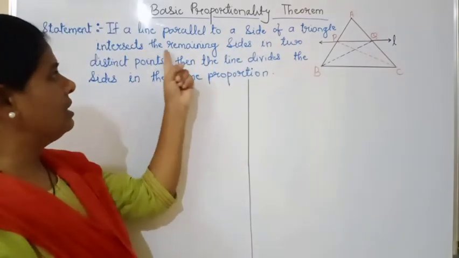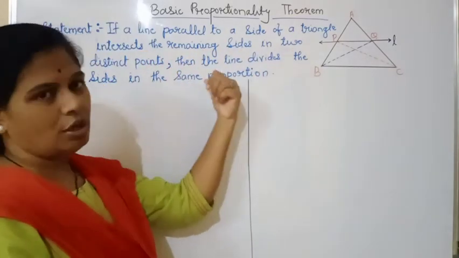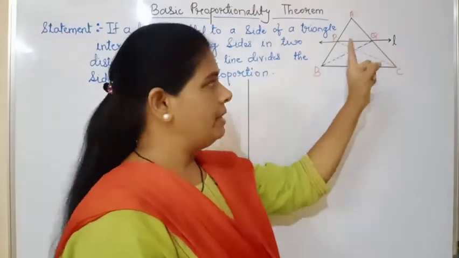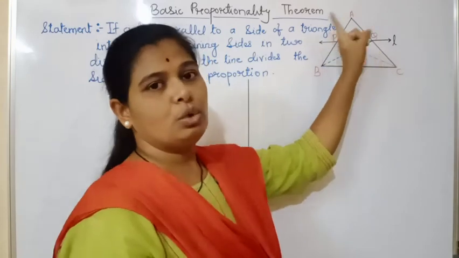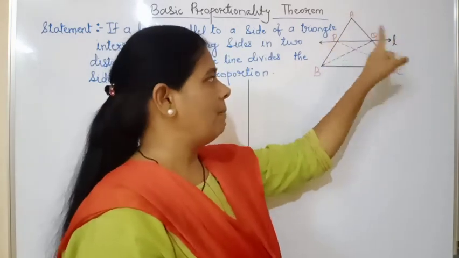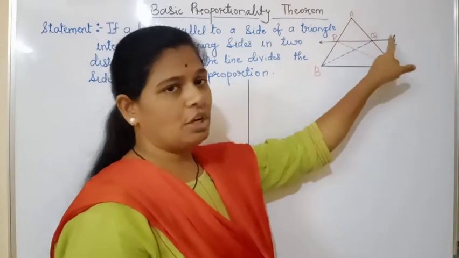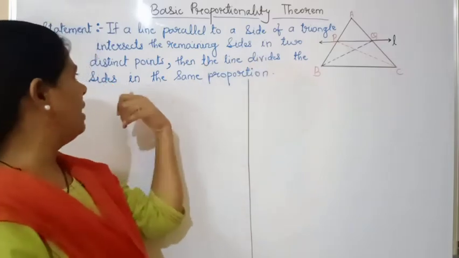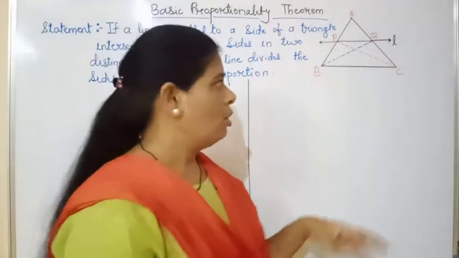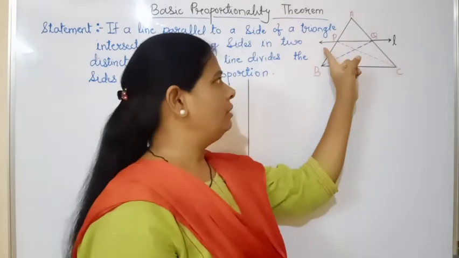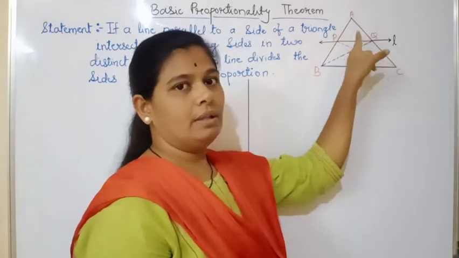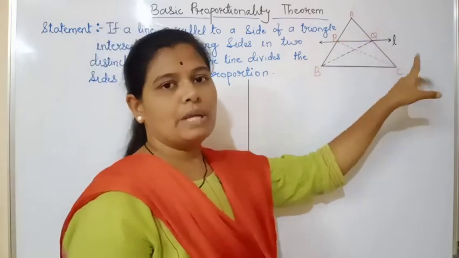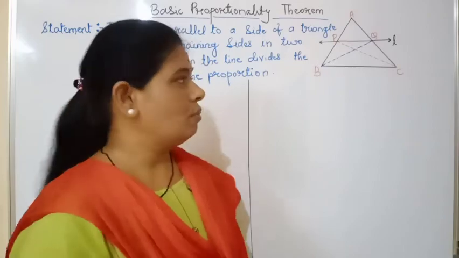Then it intersects the remaining sides in two distinct points. So this line L, which is parallel to side BC, intersects the two sides of the triangle, that is AB and AC, at two distinct points, that is P and Q. Then what will happen? Then the line divides the sides in the same proportion. So this line L will divide the two sides of the triangle in the same proportion. We have to prove this.